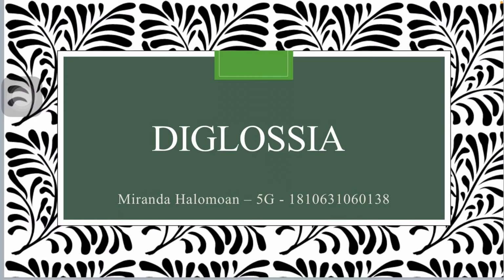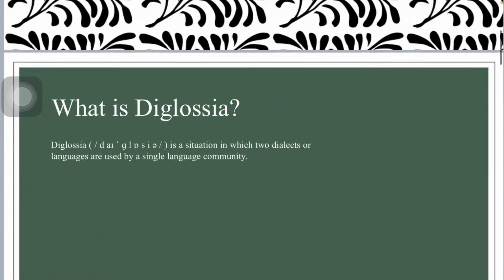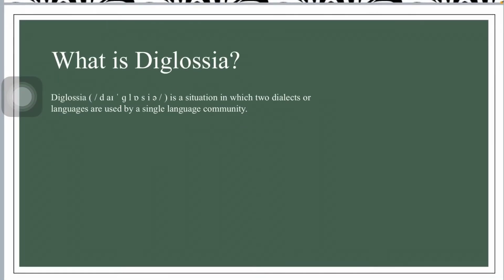I'm from 5G class and I want to explain to you about diglossia. What is diglossia? Diglossia is a situation in which two dialects or languages are used by a single language community. Or we can say, in other words, diglossia is a situation in which two distinct varieties of a language are spoken within the same speech community.